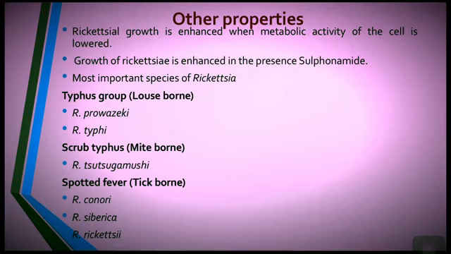Some of the important species of Rickettsia are Rickettsia prowazekii and Rickettsia typhi. They are transmitted by means of lice. They belong to the typhus group. They cause typhus fever. Another group is scrub typhus, which is transmitted by means of mites, Rickettsia tsutsugamushi. Another one is spotted fever, which is transmitted by means of ticks, which contains Rickettsia conorii, Rickettsia sibirica, Rickettsia rickettsii.